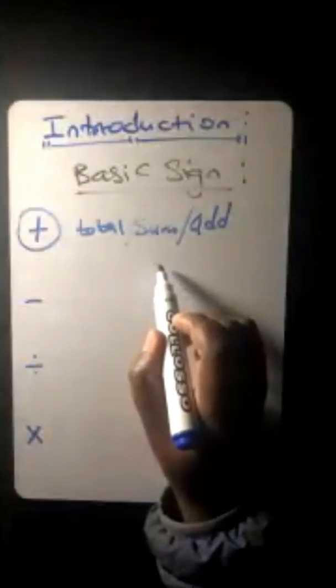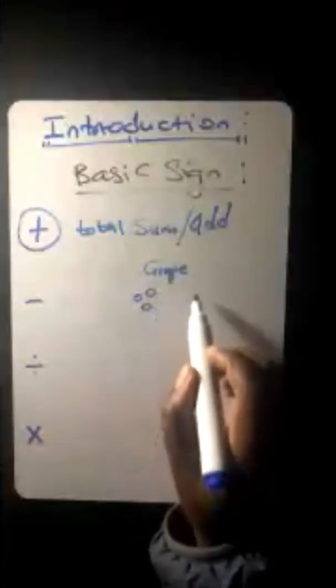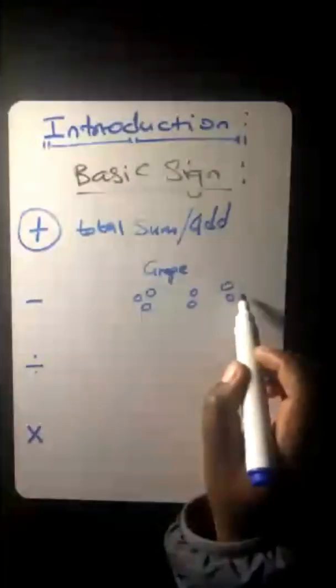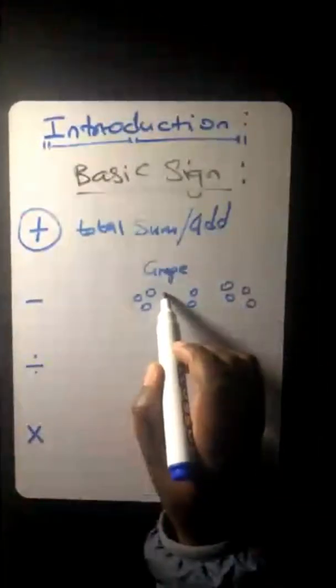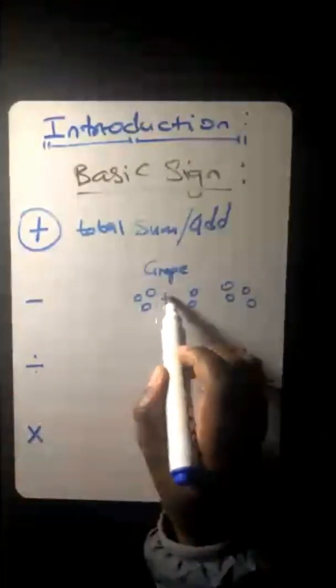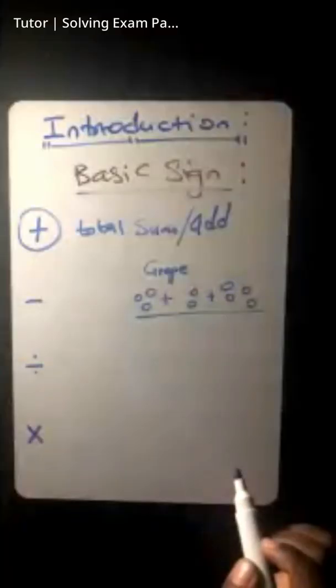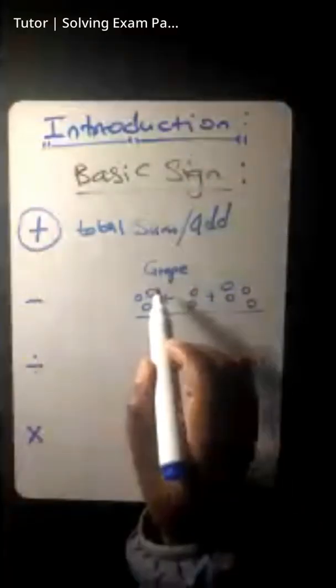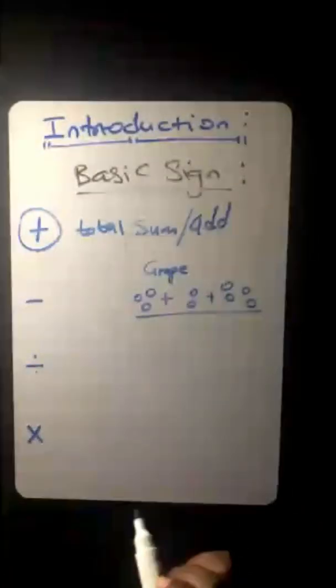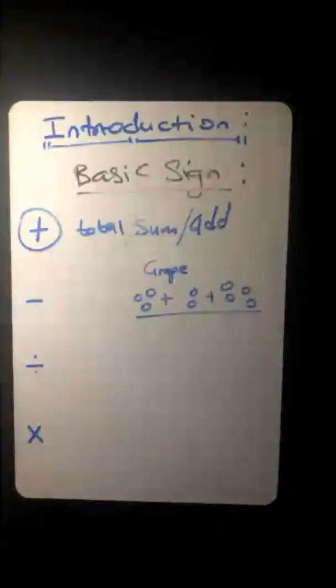So that means, let's say you have grapes, ladies and gentlemen. You have 1, 2, 3 grapes, and you have 1, 2, 3, 4 grapes. You can only add grapes because they are of the same type of fruit. You cannot add the grapes with the bananas.